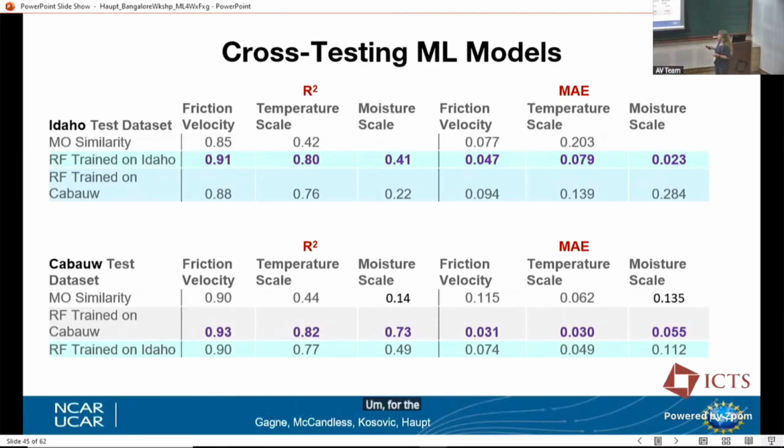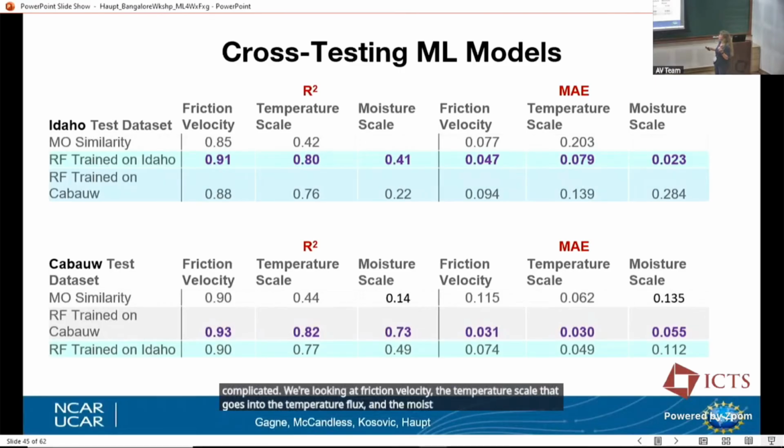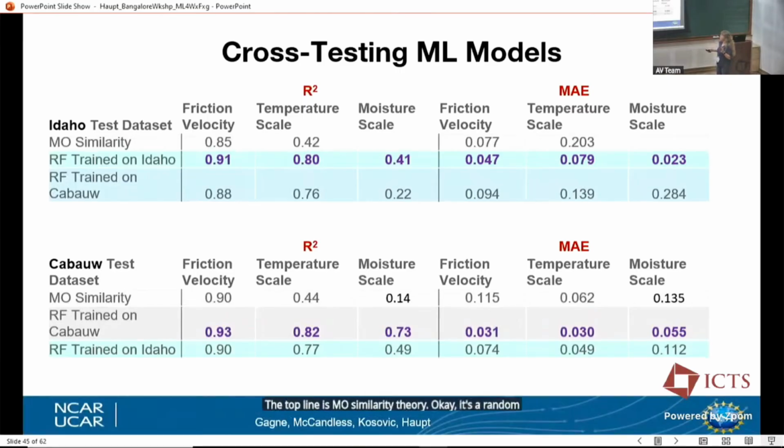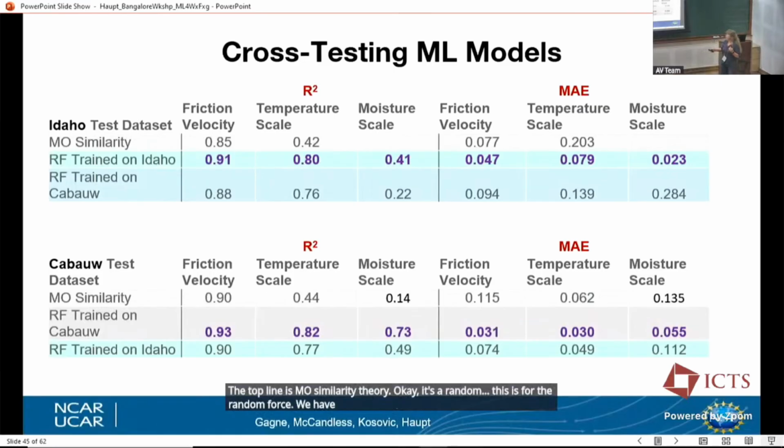For the Idaho test data, these are two tables that are a little bit complicated. We're looking at friction velocity, the temperature scale that goes into the temperature flux and the moisture scale. And we're comparing on the left R squared, on the right mean absolute error. The top line is MO similarity theory. Okay, this is for the random forest. We have very similar tables for neural net. Trained on the data at that site, in all cases, it beats MO similarity theory.